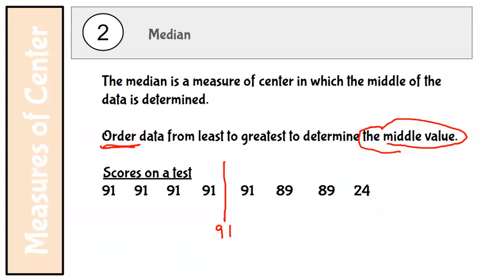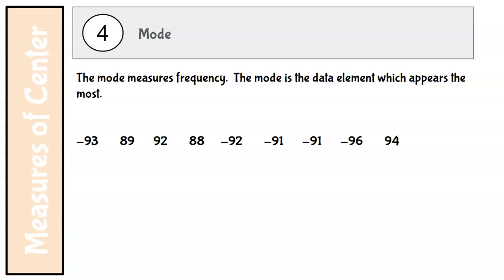That leads us to one more measure of center, and that is the mode. The mode measures frequency. The mode is the data element which appears the most. So when I look at this set of data here, which number happens the most? That is 91. In our test scores, it was also 91 because 91 happened the most. And sometimes when you have a lot of data that is all exactly the same, but then you have a couple of outliers, the mode would be a super useful piece of data analysis to use. So hopefully you understand a little bit more about mean, median, and mode.